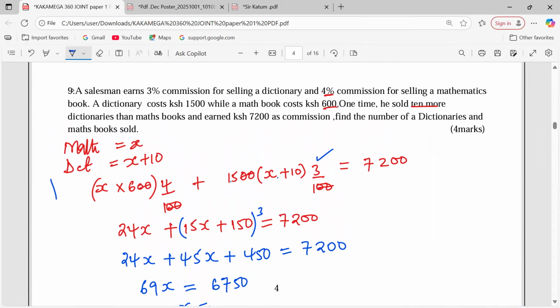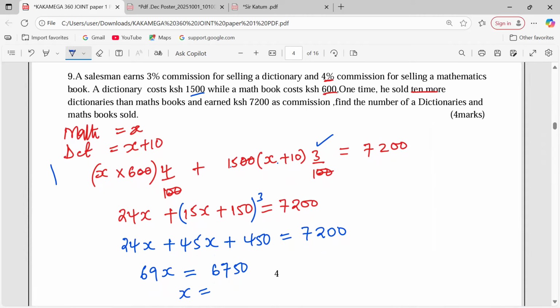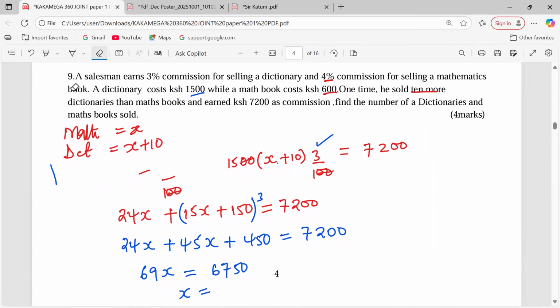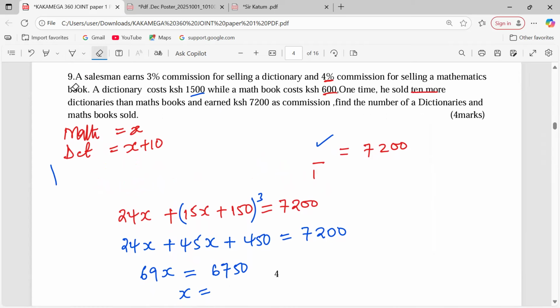Let me check. Maybe there is something I'm misinterpreting, but I will arrest the error. 3% for every dictionary, and a dictionary is going for 1,500, yeah? While a math book, 600 for a commission of 4%, like that. He sold 10 more dictionaries than math books. Therefore, I think it's well organized, but I have to now take it slowly.